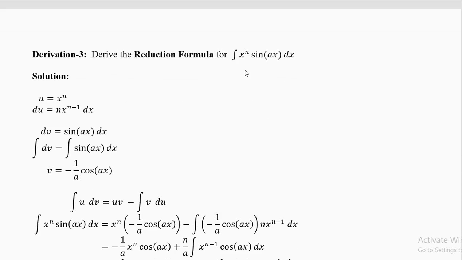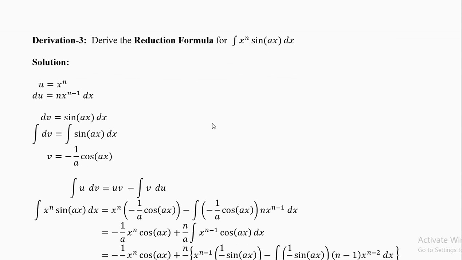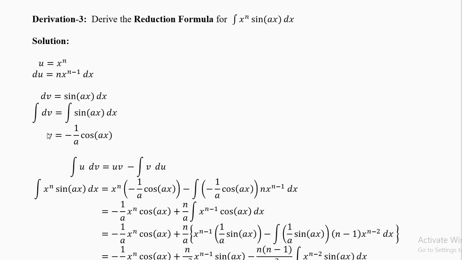Now the next thing is the integral of x power n sine ax. Now when we had to integrate x sine ax, what did we do? We took u equal to x. When we had to integrate x square sine ax, we took u equal to x square. Logically, we'll take u equal to x power n, du equal to n into x power n minus 1 dx. Now dv equal to sine ax dx. When you integrate, you will get v equal to minus 1 over a cos ax. This minus is important.